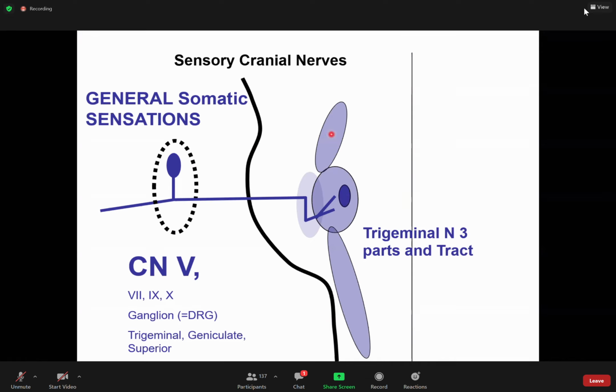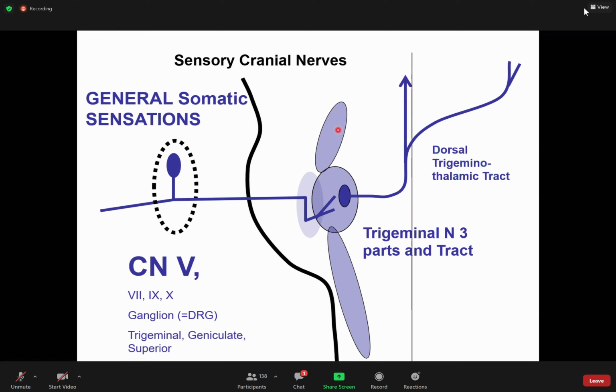Now, these are the first order neurons, the ones present in the Gasserian ganglion or the geniculate or the superior ganglion. The central fibers of these neurons are going to relay, based on the type of sensation, into these three nuclei: the spinal trigeminal nucleus, the principal sensory nucleus or the mesencephalic nucleus. So these are the cell bodies of the second order neurons for the general somatic sensations from the head and neck region. From there, the second order neurons, part of them would cross the midline and part of them will remain on the ipsilateral side.